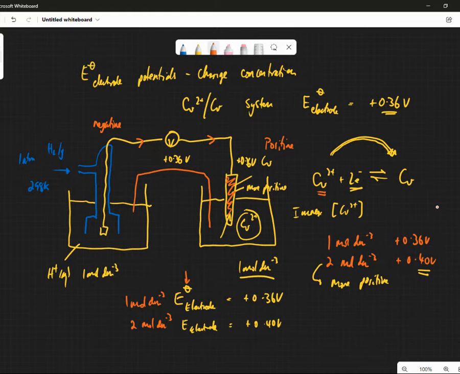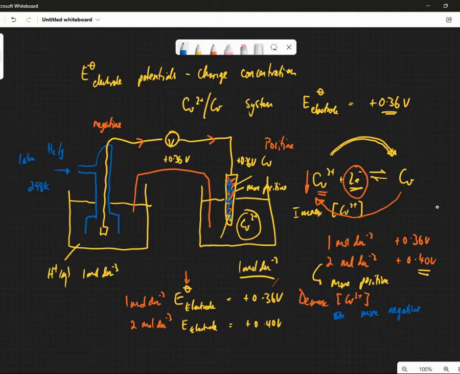I increase the concentration. Now, for fun, we're going to decrease the copper 2 concentration. Now, if I decrease this, more copper atoms will form copper ions, and doing that, more electrons will be produced on my piece of metal here. So if I decrease the concentration, the electrode, the actual bit of metal, would become more negative.